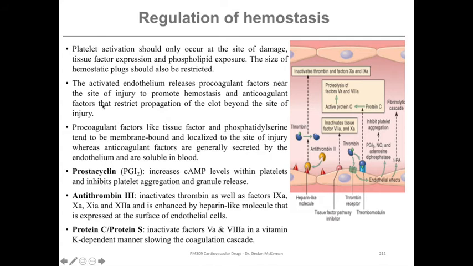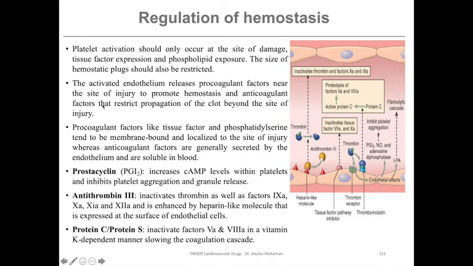Platelet activation, as we've said already, should only occur at the site of damage, upon tissue factor expression and upon phospholipid exposure, either on the surface of a platelet or the surface of an endothelial cell. The size of these hemostatic plugs should also be restricted and shouldn't become too large that would occlude a blood vessel. The activated endothelium releases procoagulant factors near the site of the injury to promote hemostasis, and the anticoagulant factors that restrict the propagation of the clot beyond the site of injury. These are shown on the diagram on the right of the slide.